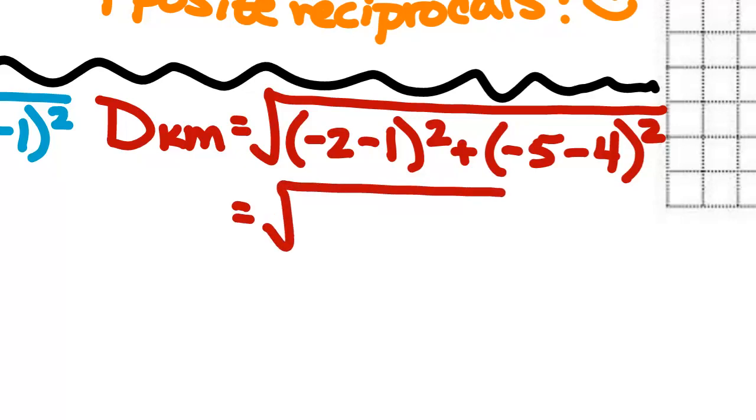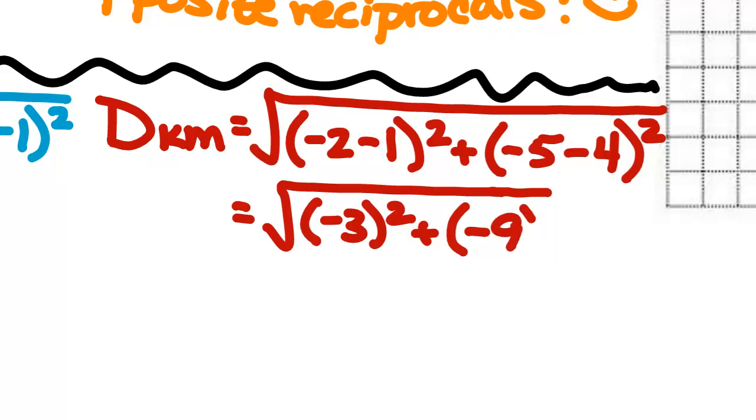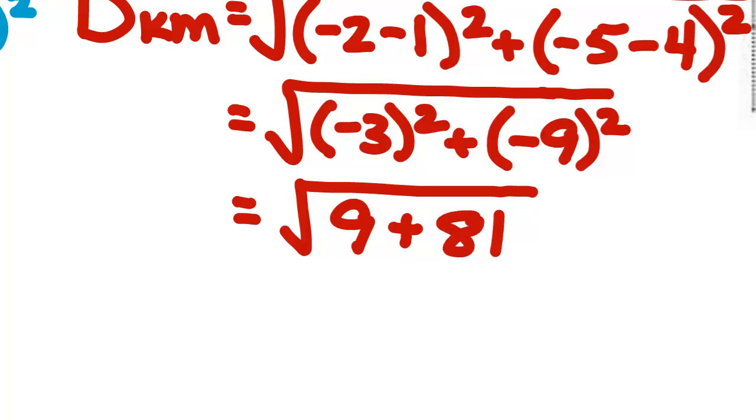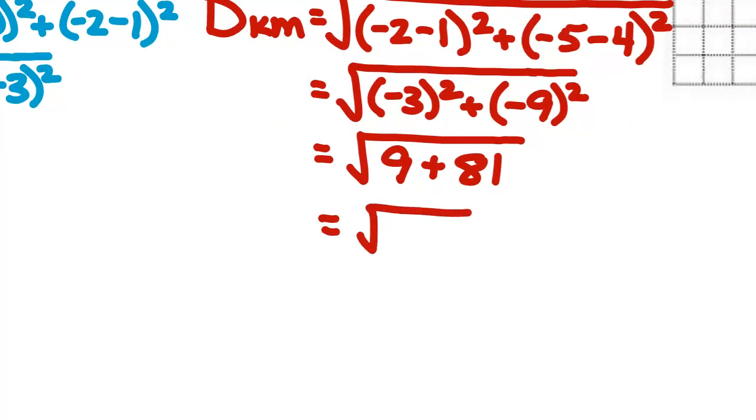What is negative 2 minus 1? Negative 3. So negative 3 squared. Thank you, ma'am. And negative 5 minus 4? Negative 9. So negative 3 squared plus negative 9 squared. What is negative 3 squared? 9. Plus negative 9 squared would be 81. And 9 plus 81 is 90.